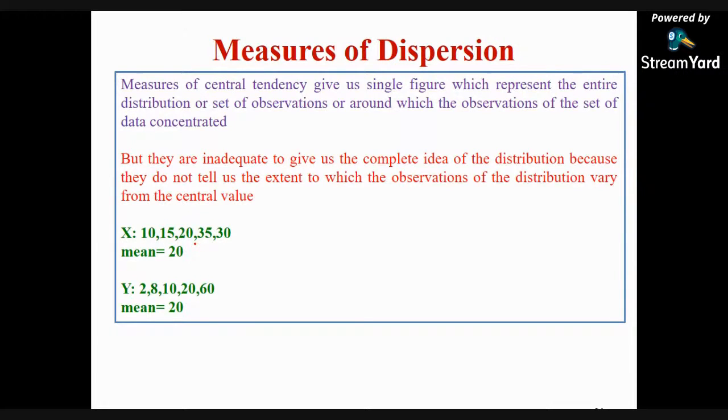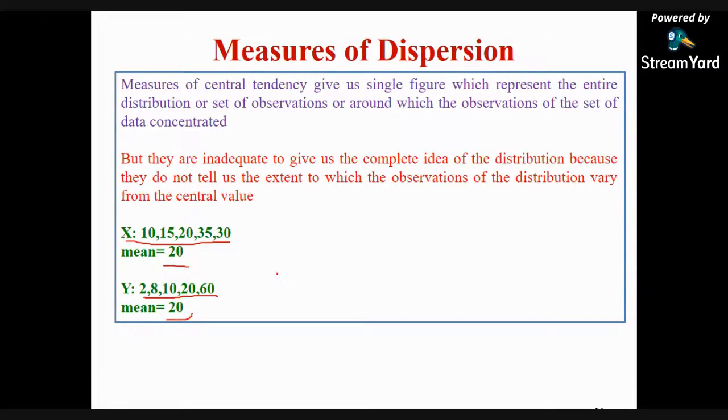Now when we have mode, median and mean, what is the requirement that we need to go for measures of dispersion? You can understand from this particular example where x takes the values 10, 15, 20, 35, and 30. Its mean is 20. Again, if you take another variable y, which takes values 2, 8, 10, 20, 60, again its mean is 20.